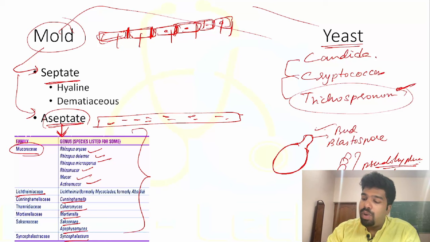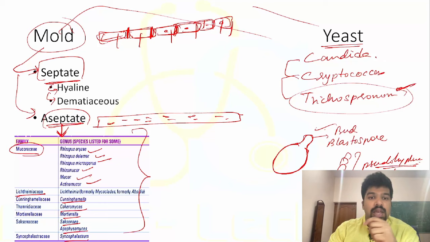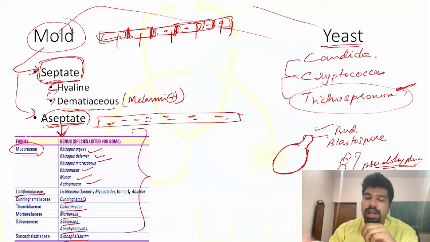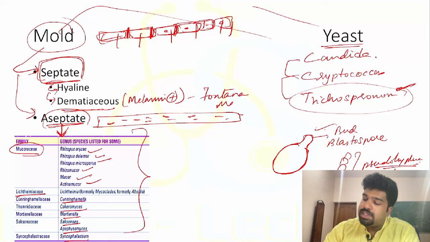Now you have septate fungi. Septate molds are the ones that are either hyaline or dematiaceous. If any septate mold has a melanin component in it, then we call it dematiaceous. These are melanin positive. How will you detect melanin? You use a stain called Fontana-Masson stain, which is going to detect the melanin. And those fungi are called dematiaceous fungi.